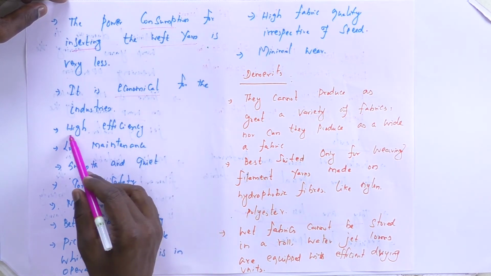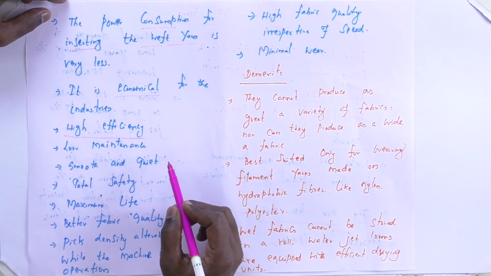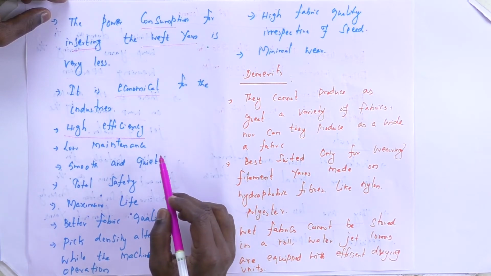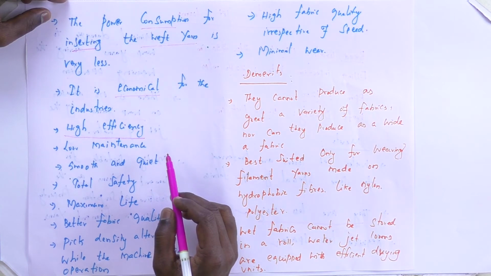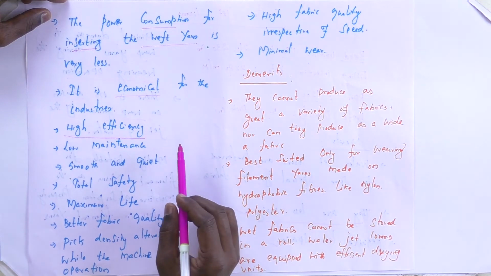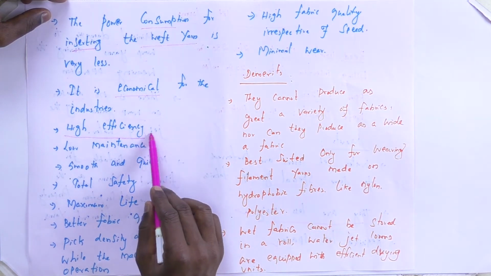The high efficiency: the weft insertion sequence occurs at very high speed, so the production is more. When compared to other types of loom, the requirement for waiting for the shuttle to pass from one side to the other side is completely eliminated. The dwell period is also eliminated, so the efficiency is more.